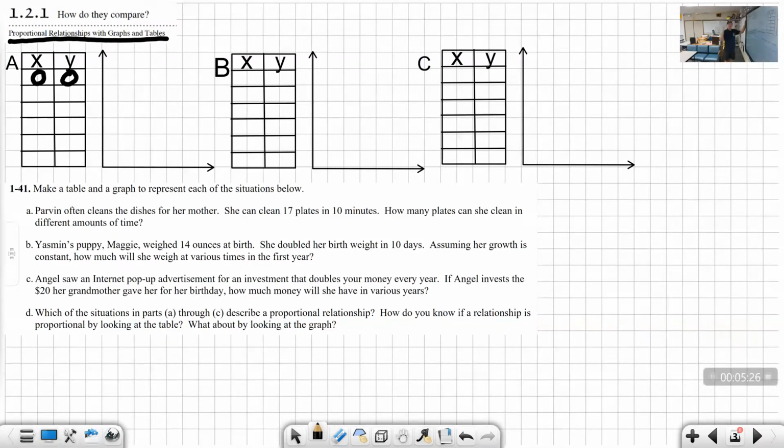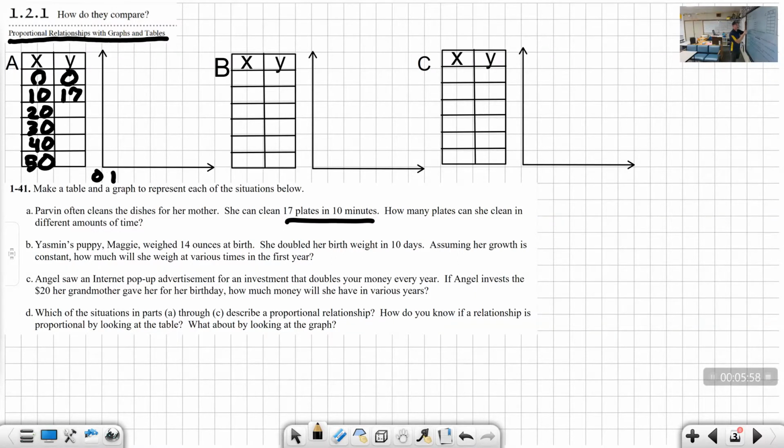0, 0. Oh, all right, I can do that. Now, let's think about 5, or maybe I should just do 10, 20, 30, 40, 50, right? I'm thinking, okay, I know how many plates I can clean in 10 minutes. All right, now I've got the table set up. I can also create a unit rate.